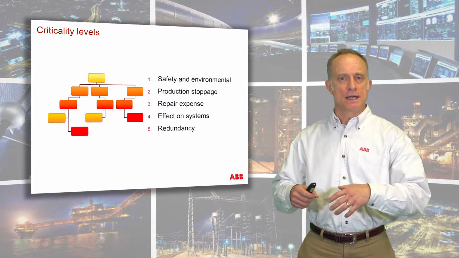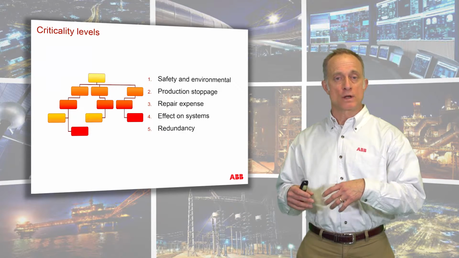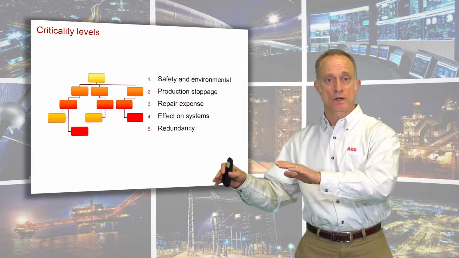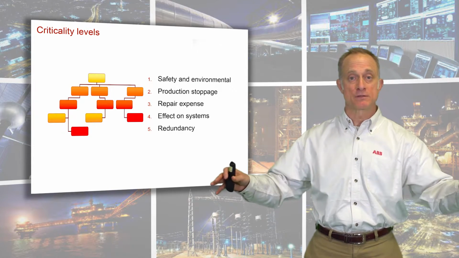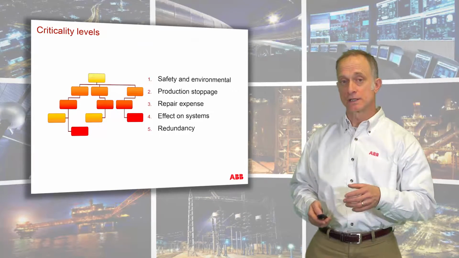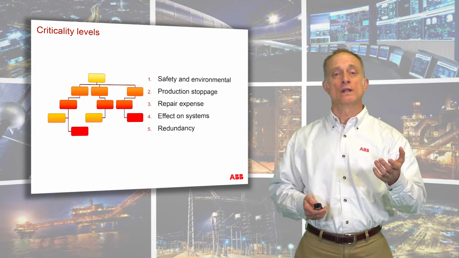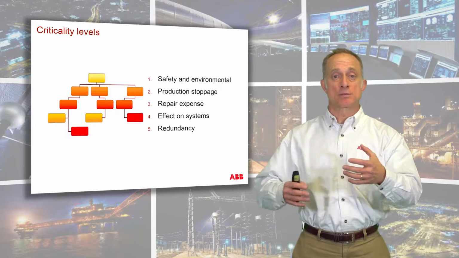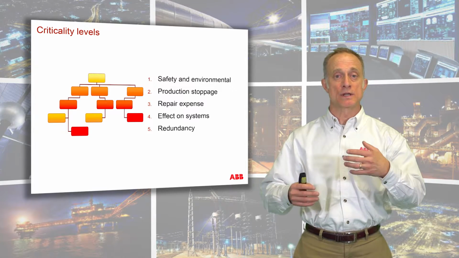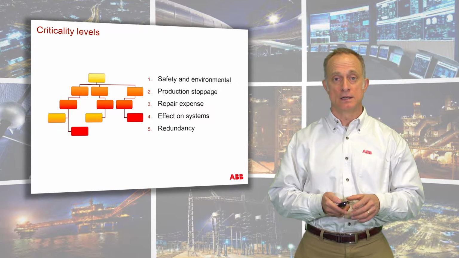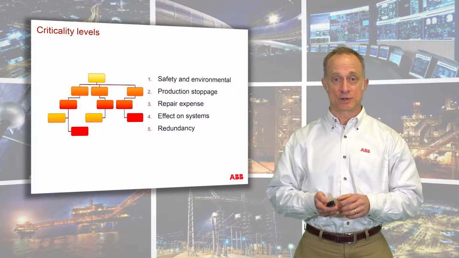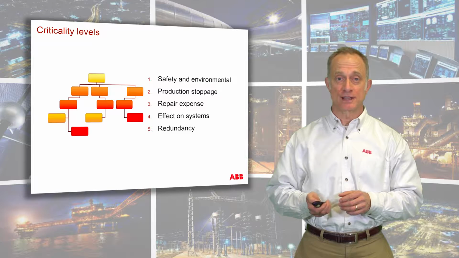Remember, systems is a collection of equipment. So what is the effect if something breaks here? What kind of ripple effect will it have on other pieces of equipment? Could be a big effect, so take that into consideration. And fifth, redundancy. Does this production or does this process have some redundant features so that if it fails in one area, it picks up in another area? If it's lacking redundancy, then it could be a higher level of criticality.